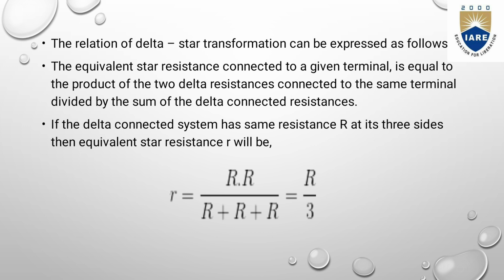If the delta connected system has some resistance R at its three sides, then its equivalent star resistance will be R into R by R plus R plus R, that is equal to R by 3.